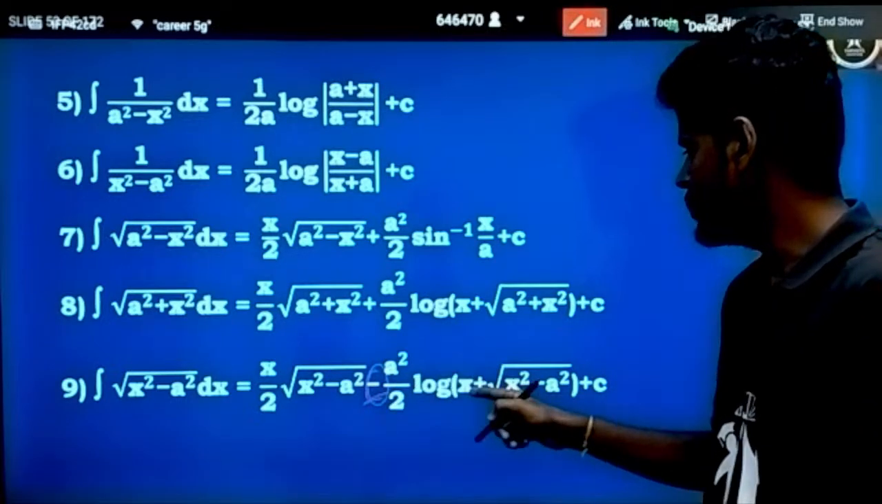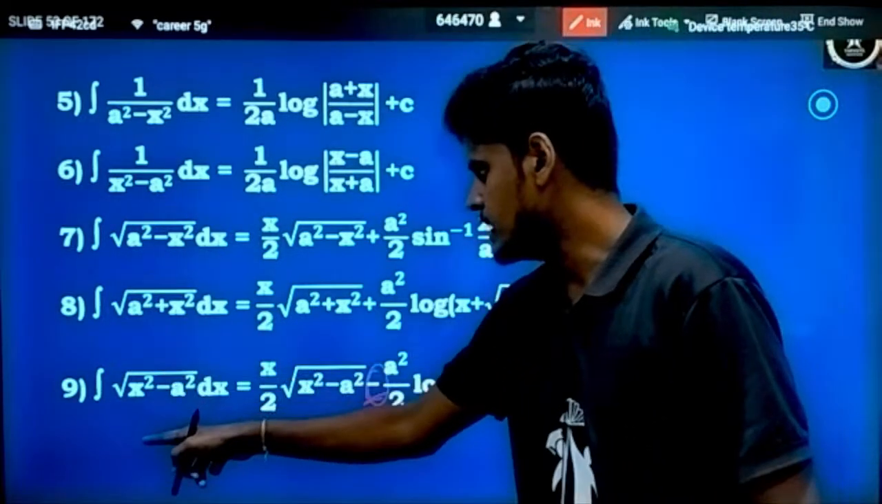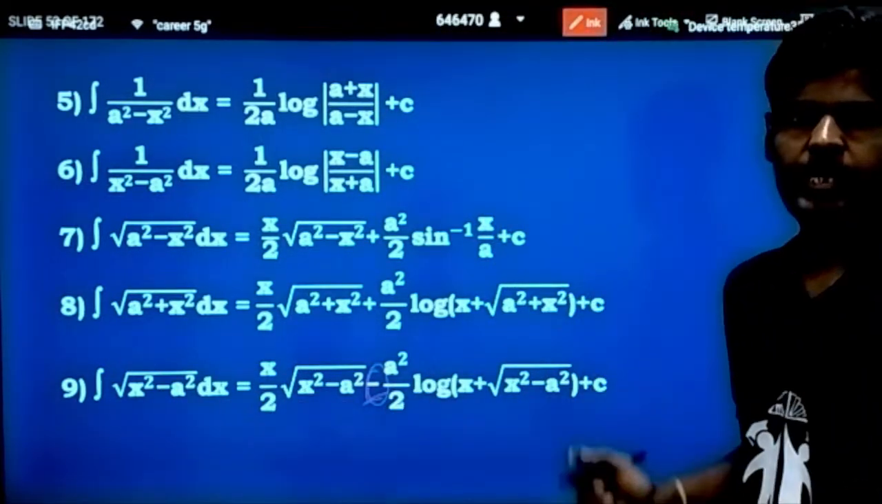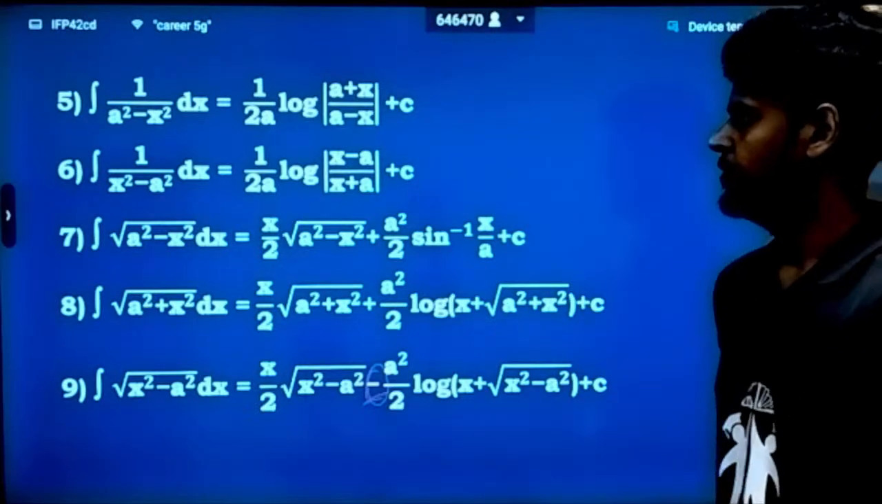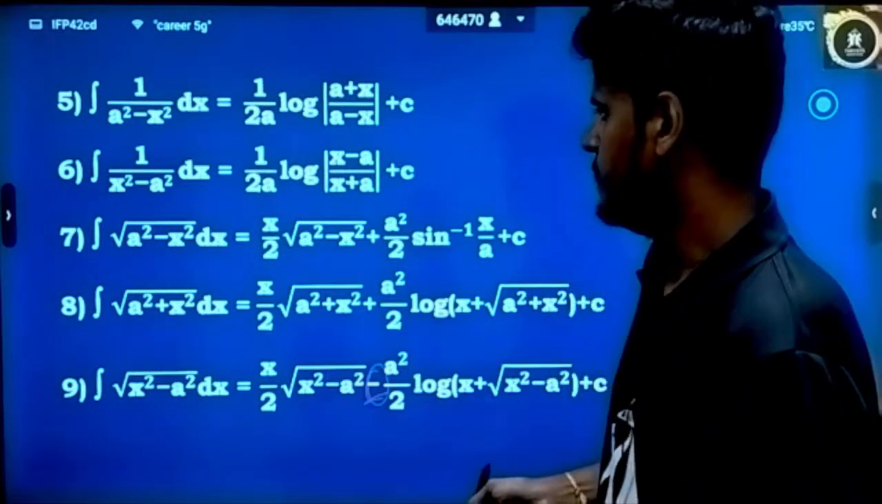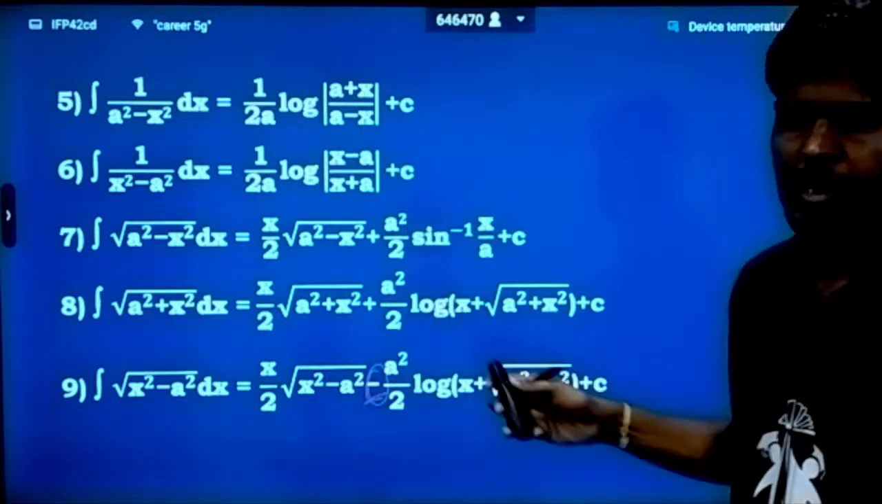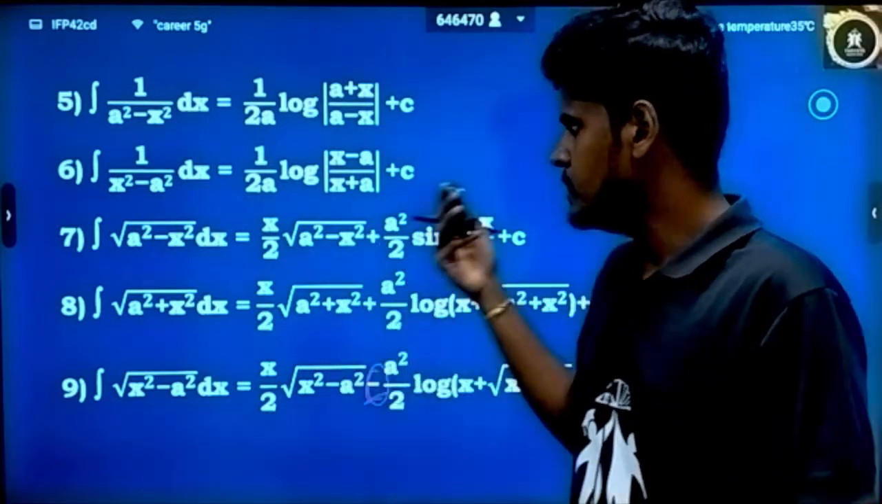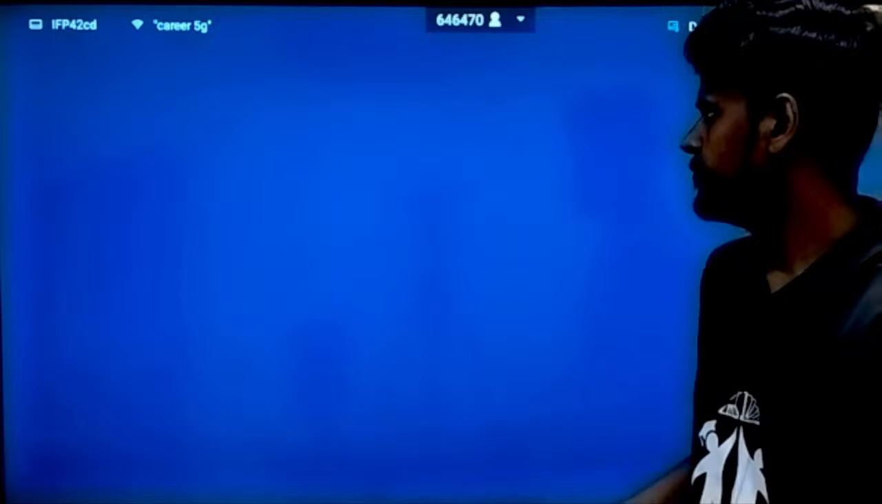Minus a square by 2 into log of this value. If it is in the denominator, what is the formula? Write as it is. So this is the form. These are the formulas for different types of integrals. These will be useful for solving many problems henceforth.